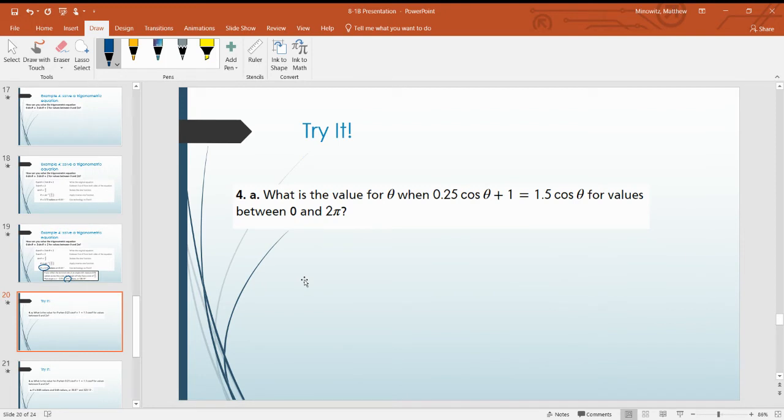And now you try it. Okay, I want you to find the values of theta that make that equation true. My hint is that you're eventually going to use inverse cosine, but you got to do a few things first. So try it out, pause the video, test it, and we'll see how you did.